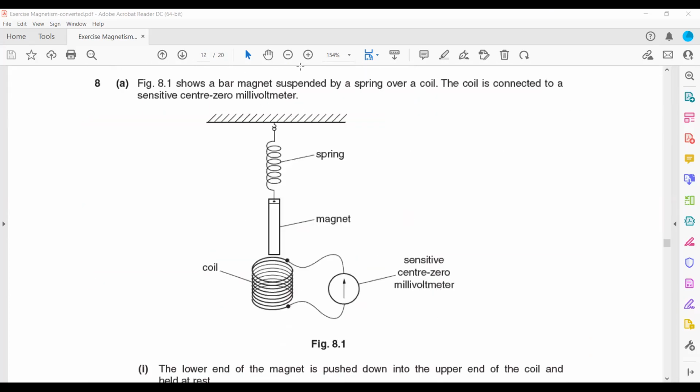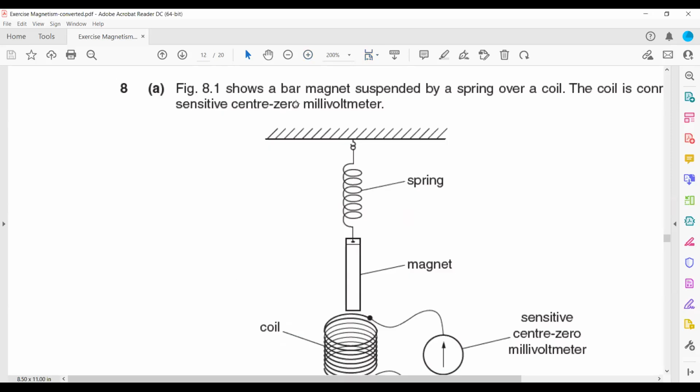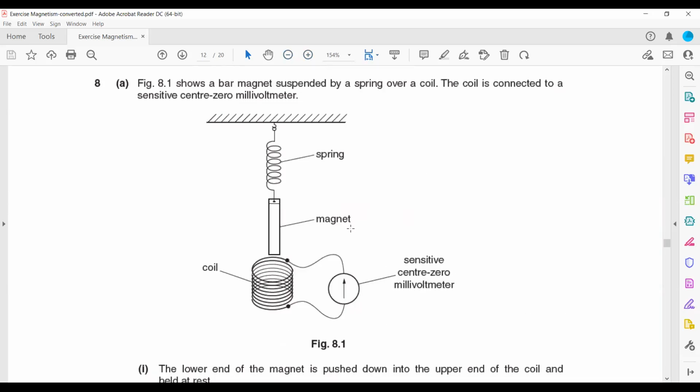Another question, figure 8.1 shows a bar magnet suspended by a spring over a coil. The coil is connected to a sensitive zero millivolt meter. So basically what happened, a magnet is placed here. When we stretch this spring and release the magnet, the magnet will vibrate up and down, like move up and down.